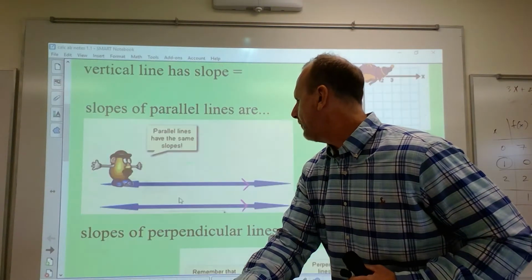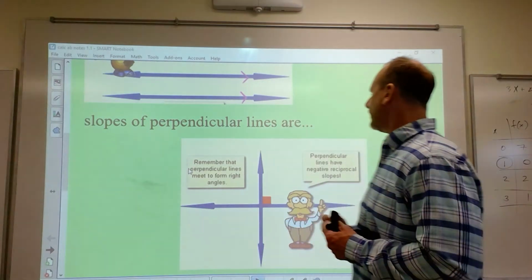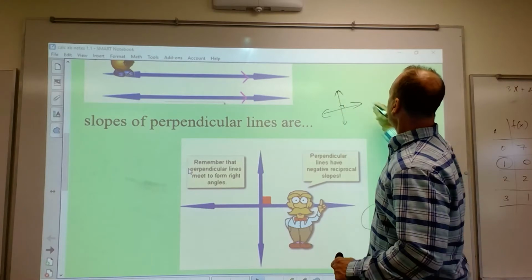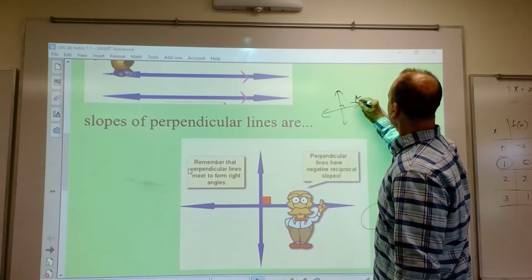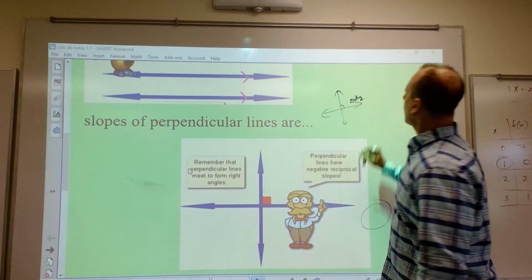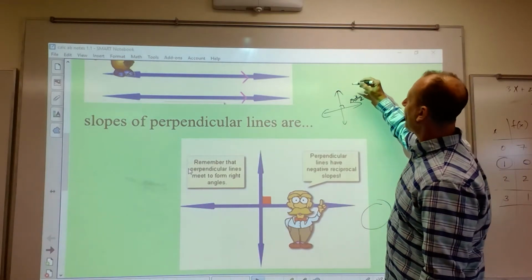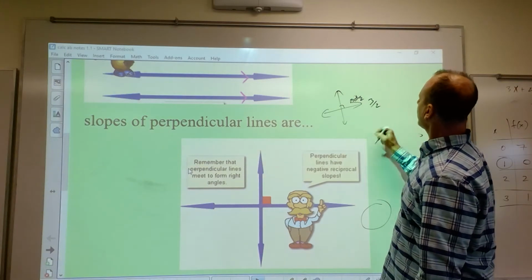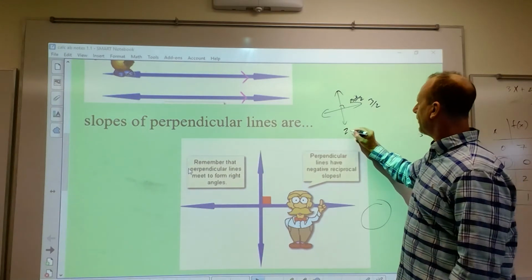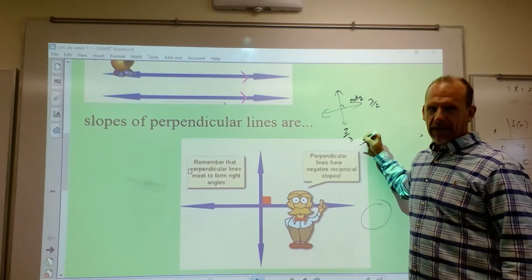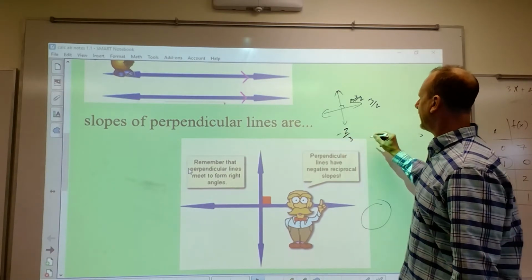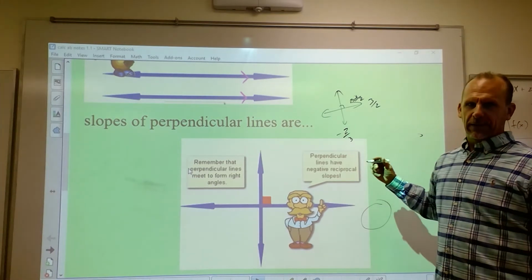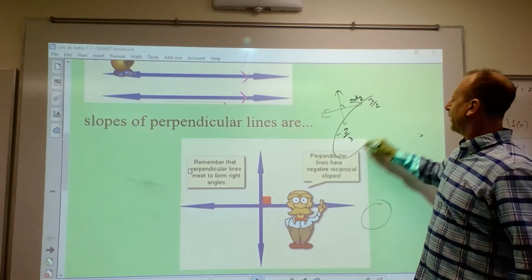Next, perpendicular lines. Lines that meet at a 90-degree angle. Let's just say this one right here was rise 3, run 2. Perpendicular lines have opposite reciprocal slopes. So if this is 3 over 2, this line would be reciprocal, which means flip them. And opposite, if this is positive, this would be negative. If this is negative, this would be positive. Slopes of perpendicular lines are opposite reciprocals.